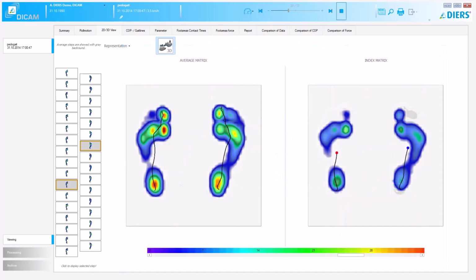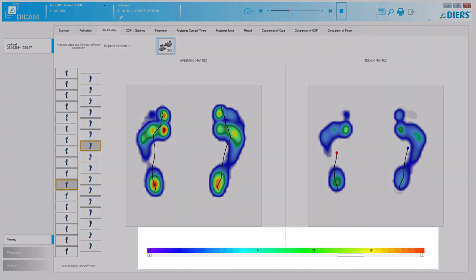In order to better separate the different pressure zones, it is sometimes helpful to move the slider for the display threshold slightly to the left. This makes it easier to identify the foot zones that are subjected to higher loads.